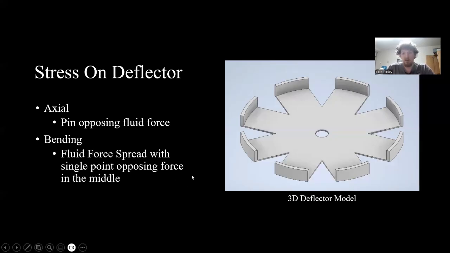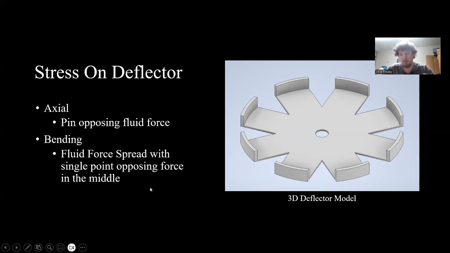Okay, I'm going to be introducing the stresses on the deflector that we've identified, and I think Joseph is going to be talking about it more in detail. The axial stress is between the fluid coming down and the pin holding up on that deflector. From that 3D model, you can see there's a hole for the pin, and it would be fluid coming down and pressure coming up, and it would form an axial force, an axial stress.